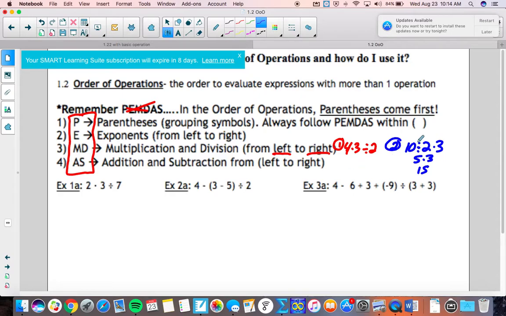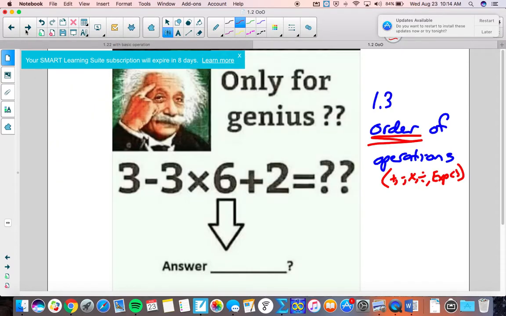If you punch this into your calculator and your calculator knows the order of operations, which it should, 15 is the correct answer. Whereas here, multiplication was on the left, so we multiply first here, and then we divide. Your calculator will say that 6 is the right answer here. So what would your calculator say is the correct answer here?